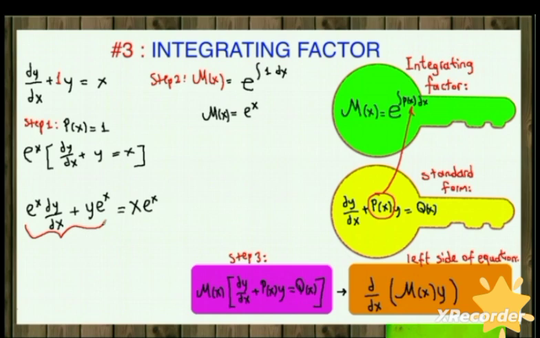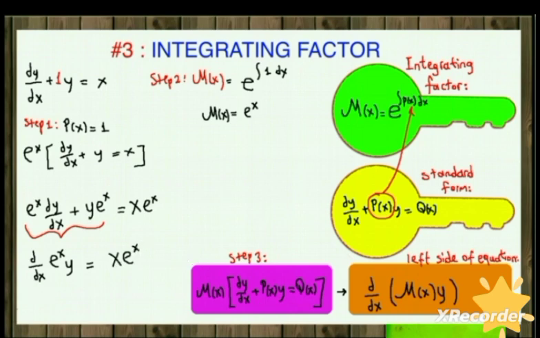We're going to rewrite the left side in the form of d over dx, mu of x times y. So d over dx, which is the derivative with respect to x, of mu of x, which is specifically e to the x for this question, times y. The left side after step 3 is always this, whatever the mu of x is, times y, equals x e to the x.